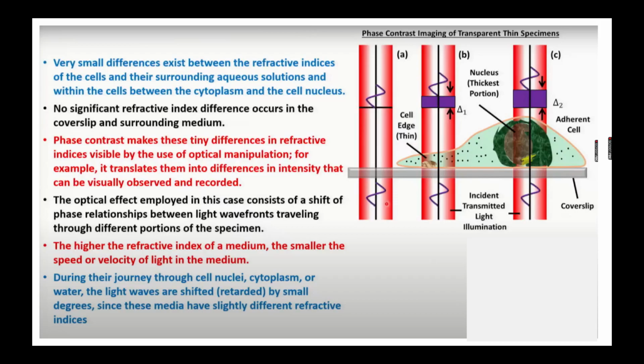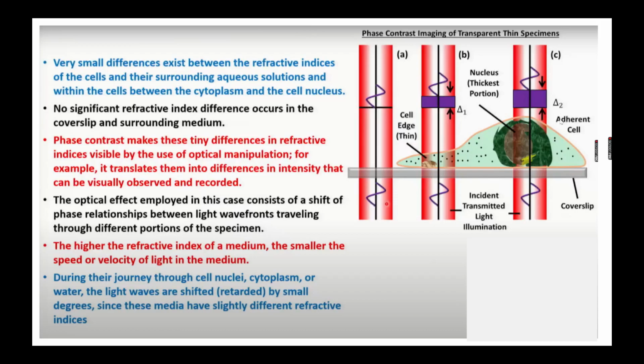Due to the change in the refractive index, the phase, you can see there is a delta 1 and a delta 2. Since the light passes here, firstly the light phase will be like this, and then a phase change will occur because it is passing through the cell edge. But again, when it passes through the nucleus of the cell, the phase change will be different.